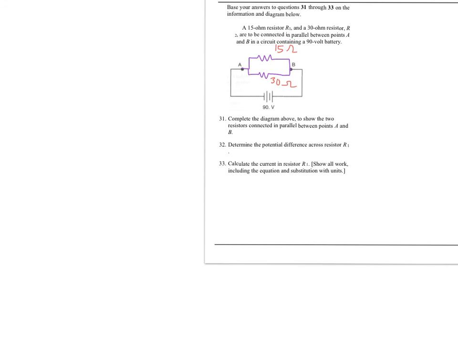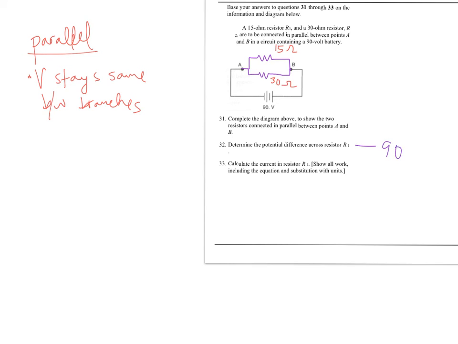Next, number 32, determine the potential difference across R1. Remember, parallel branches, parallel circuits. V stays the same between branches. So for number 32, still 90. The 90 volts that comes out through the battery still separates into 90 volts in each branch.